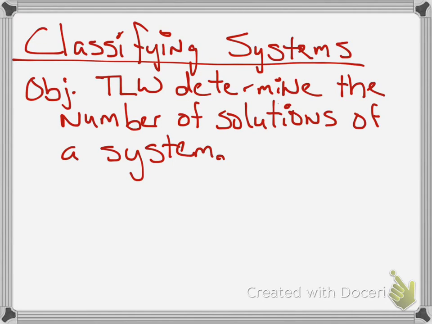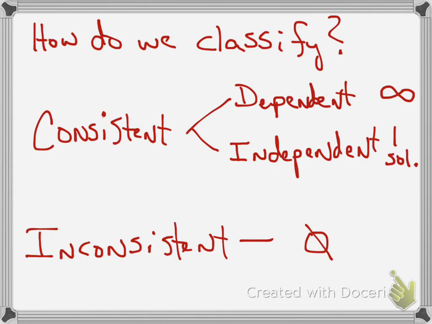Alrighty, here we go, trying to do another set of notes, classifying systems. Here I want you to determine the number of solutions of a system, and I want you to understand the terminology. What does that mean? That means I want you to understand the vocabulary. Okay, so how do we classify?